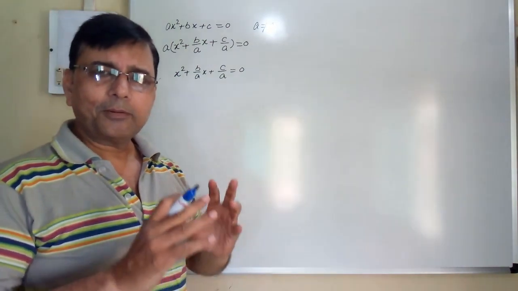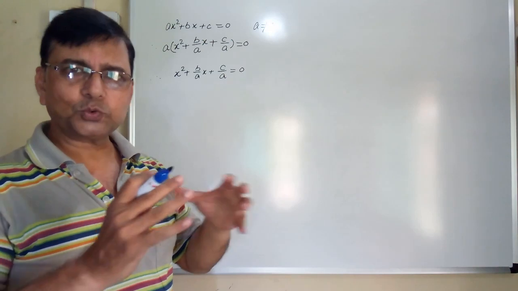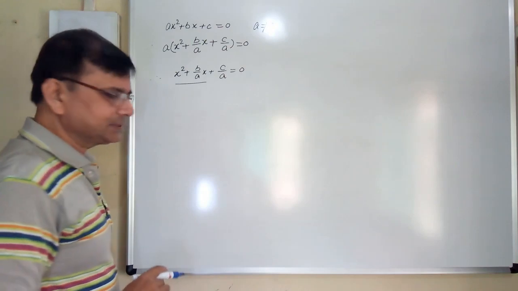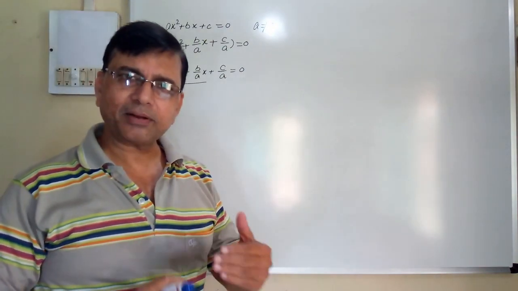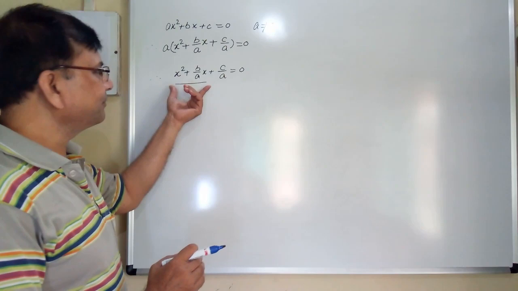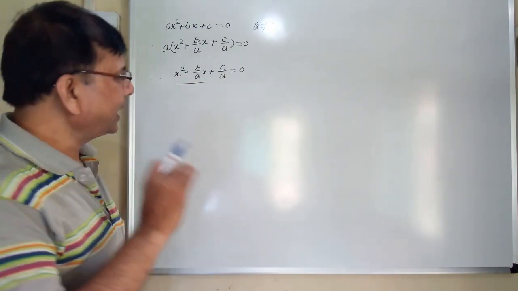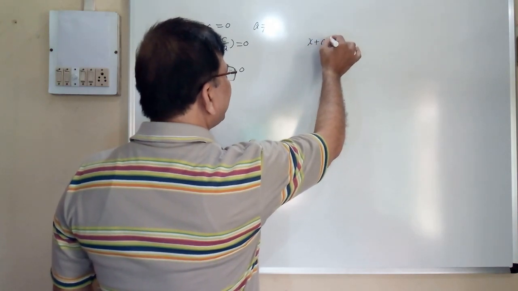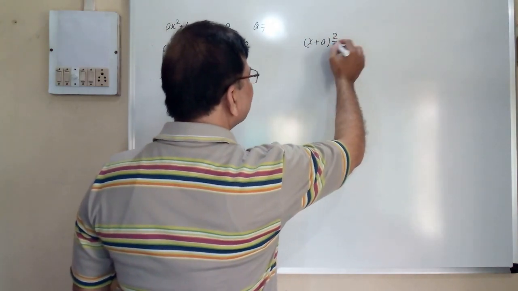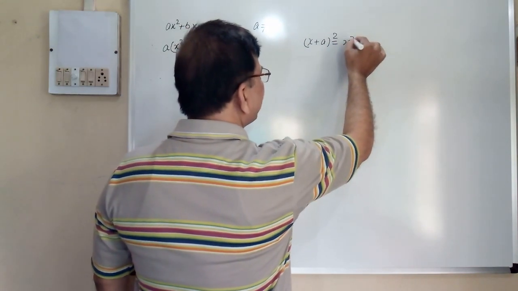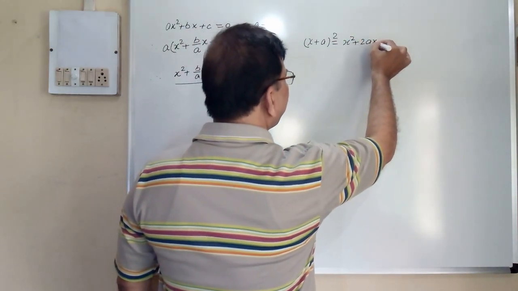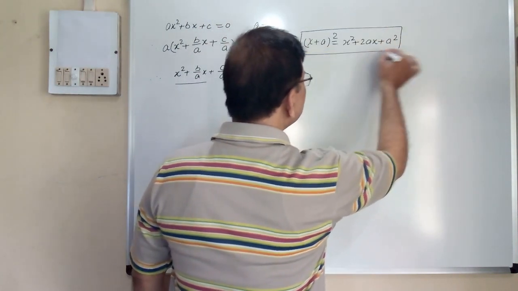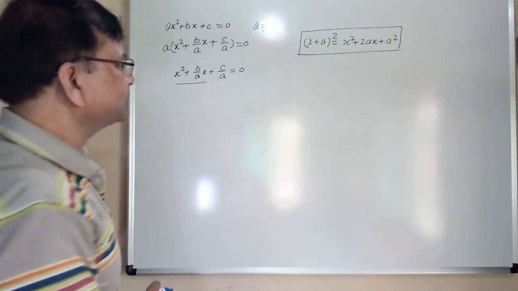Now what will we do? We will solve it by making a perfect square. What does making a perfect square mean? We will take these two terms and try to make the perfect square by adding some constant in this. As I have already told you, x plus a whole square is equal to x square plus 2ax plus a square. This is known to you. So this way we will try to make the perfect square.